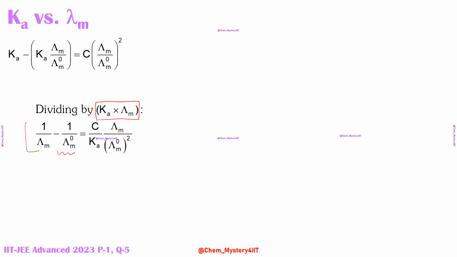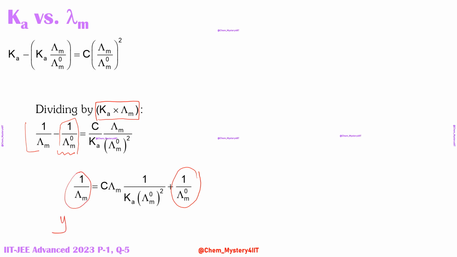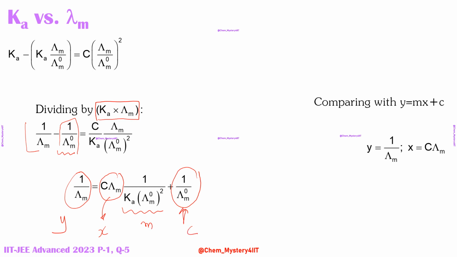Because we want to plot a curve between 1 by m versus C lambda, we'll be transposing these terms onto the right hand side. That is going to give us the value of the intercept, that is c. We can be comparing this with y equal to mx plus c. This is going to be our term y. C lambda m was supposed to be our term x. So this thing is going to be our m, and this thing is going to be our c. That's what we are going to compare.